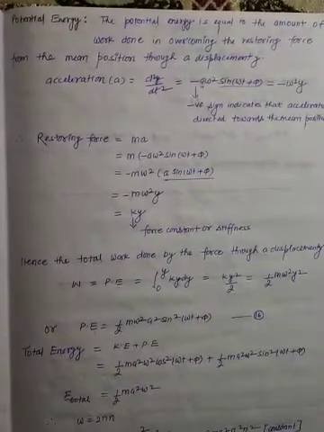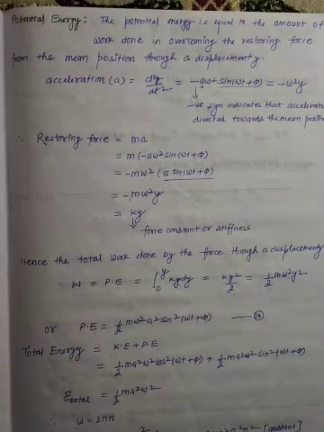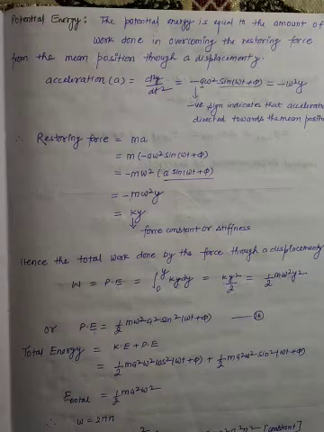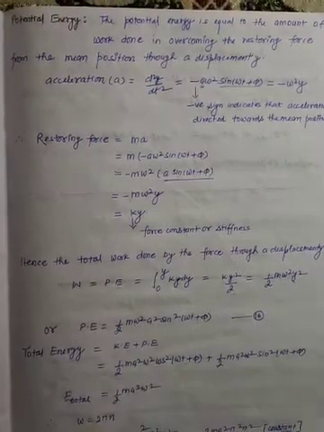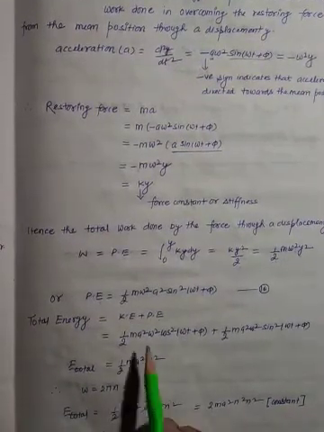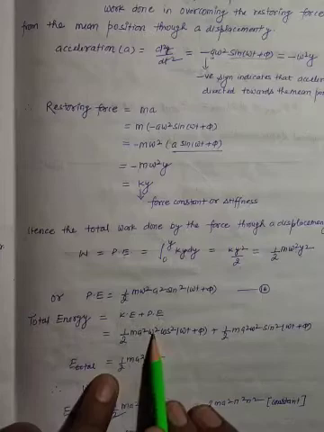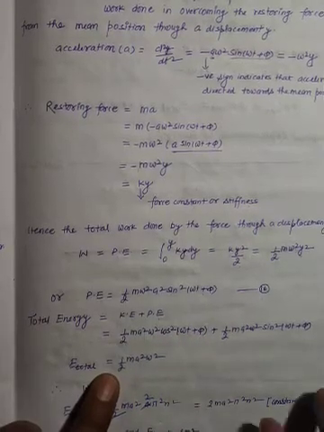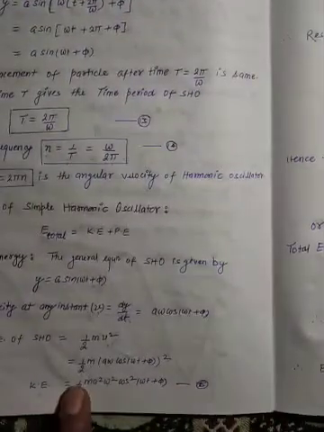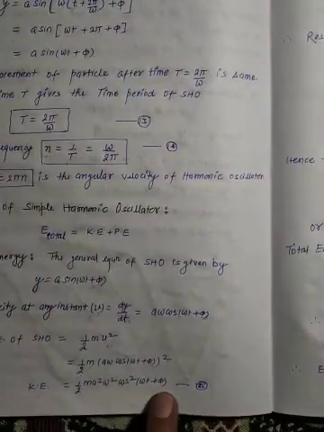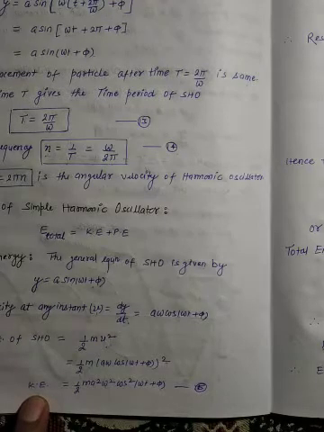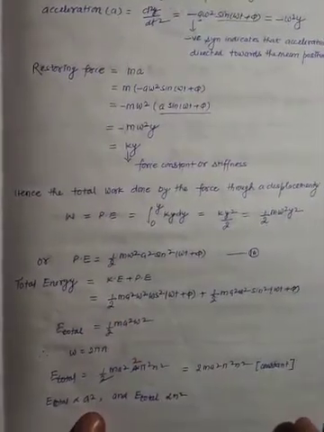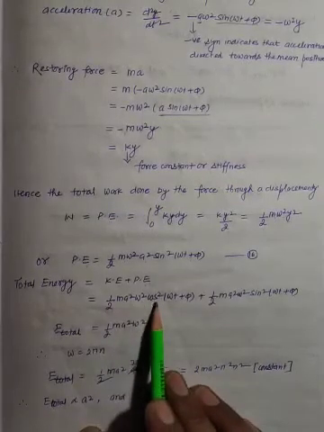Then what is the total energy of the harmonic oscillator, or a particle performing SHM? It is simply the sum of kinetic energy plus potential energy. Now kinetic energy, by equation number 15, is half mA²ω² cos²(ωt + φ). This is equation number 15, the kinetic energy of a harmonic oscillator, or of a particle performing SHM.